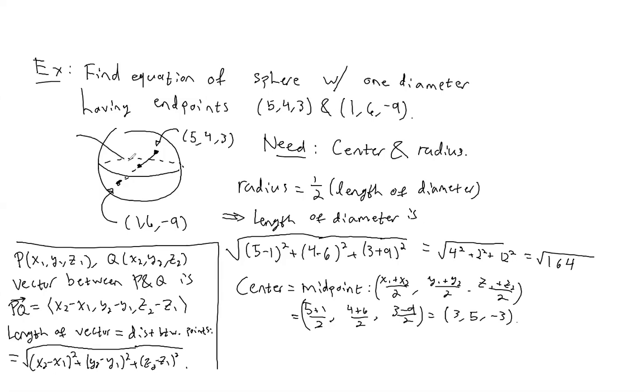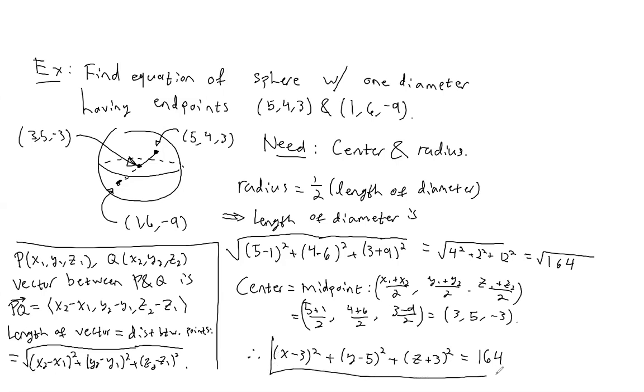So all of which is to say that this point, the center of our sphere, comes out to be (3, 5, -3). Now we know this, so the equation we want is going to be (x - 3)^2 + (y - 5)^2 + (z + 3)^2 = 164. Good? Questions?